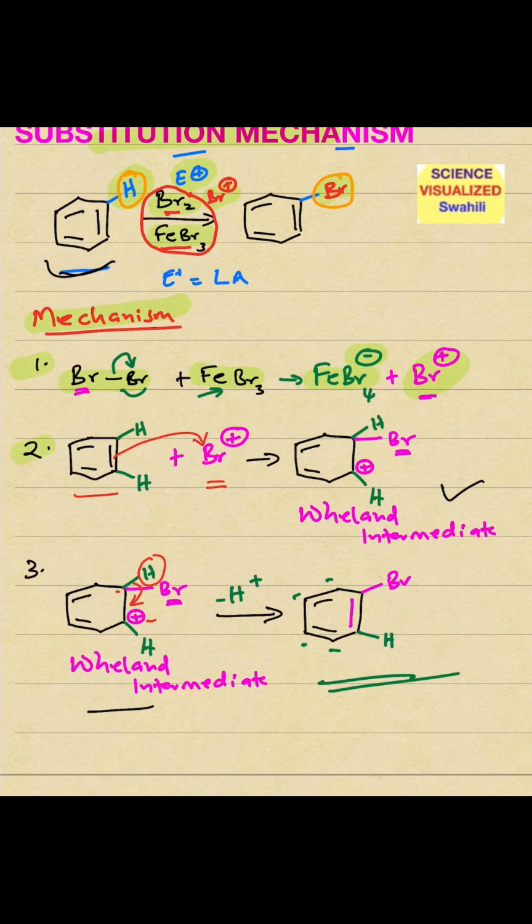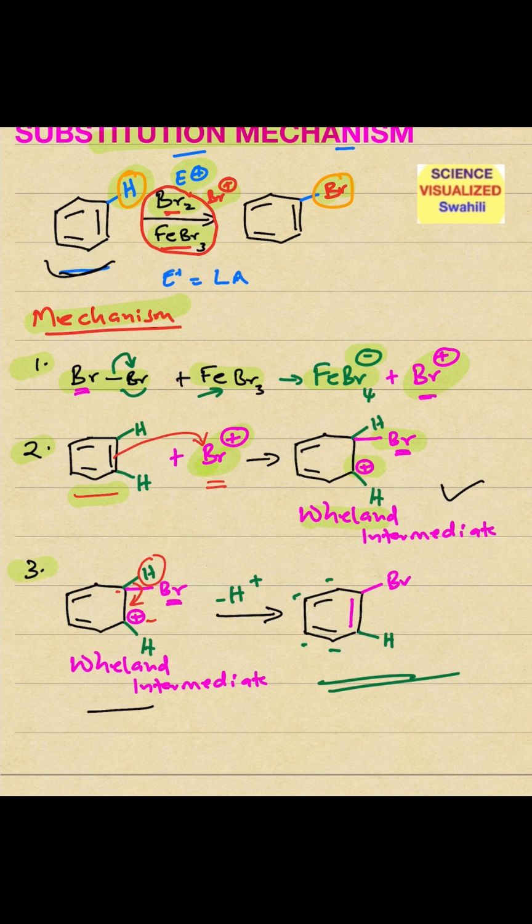Then step number 2, we now use the Br+ electrophile to react with the benzene. So we'll call that a nucleophilic attack of the Br+ by benzene. And you end up forming a Wheland intermediate where this carbon here has a positive charge and the other carbon now is connected to the Br.